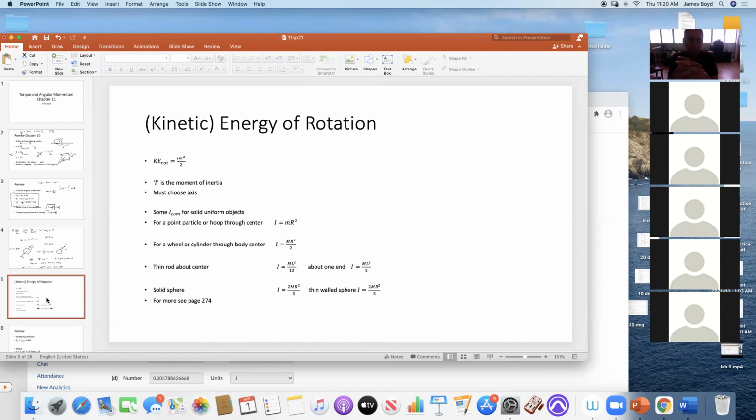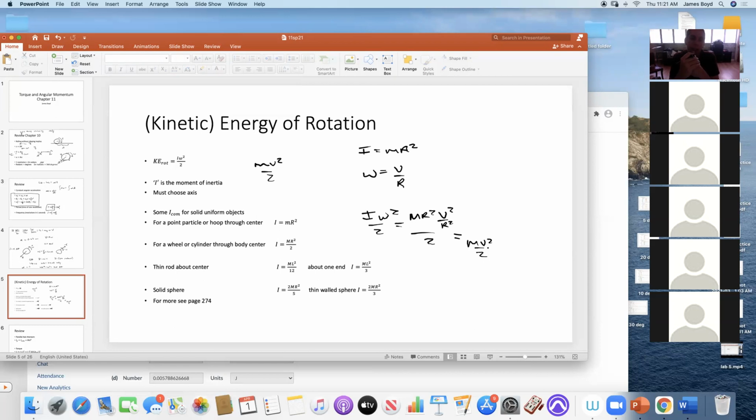Kinetic energy of rotation is moment of inertia times omega squared over 2. And you know linear kinetic energy is mv squared over 2. We also know that for a point particle, I is mr squared. And since omega is v over r, I omega squared can be turned into mr squared times v over r squared over 2. The r's cancel and this becomes mv squared over 2.